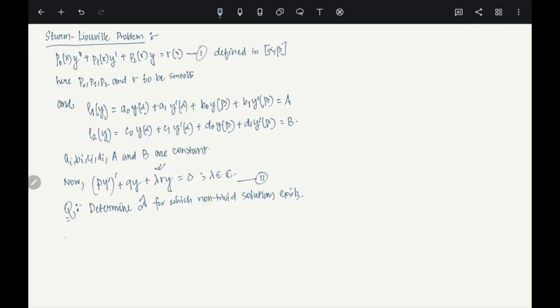See, consider the case with R(x) equals 0. So basically the homogeneous problem, R(x) equals 0.